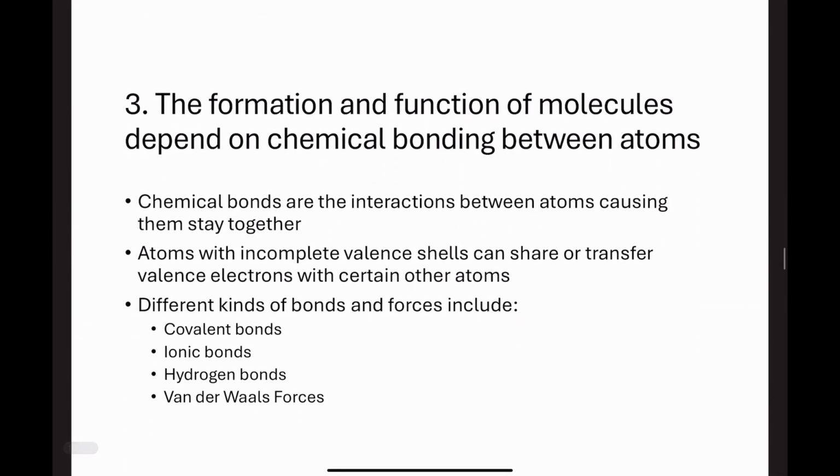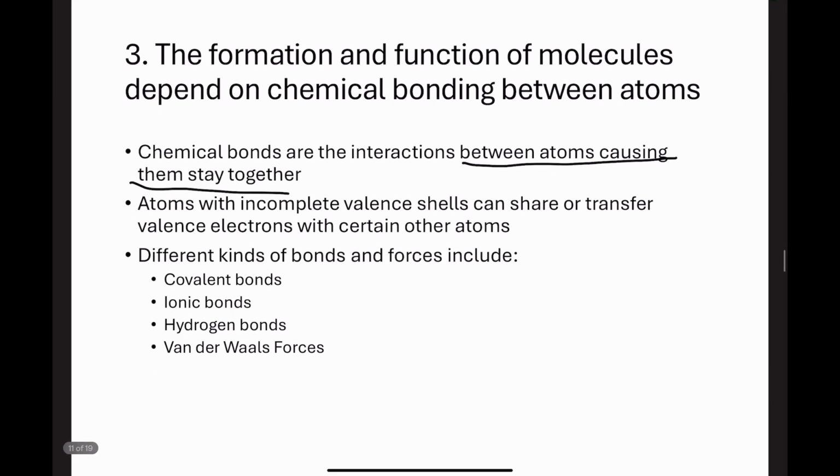So the next section of this chapter is that the formation and function of molecules depend on the chemical bonding between atoms. So chemical bonds are just the interactions between atoms which cause them to stay together. And these chemical bonds are created when atoms have incomplete valence shells, when they share or transfer their valence electrons with other atoms. And the bonds that can come from these interactions include covalent bonds, ionic bonds, hydrogen bonds, and van der Waals forces.